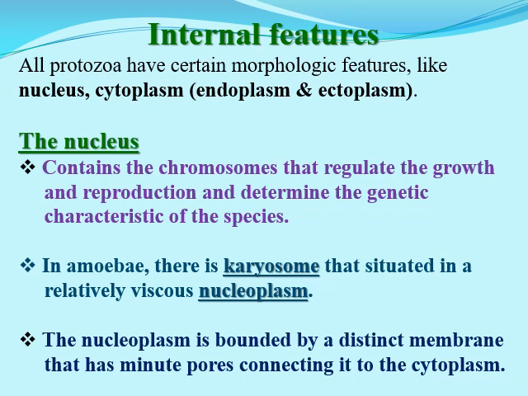Internal features. All protozoa have certain morphologic features like nucleus and cytoplasm, which may be divided in some into endoplasm and ectoplasm. The nucleus contains chromosomes that regulate growth and reproduction and determine the genetic characteristics of the species. In amoebae, there is also in the nucleus a karyosome situated in a relatively viscous nucleoplasm. The nucleoplasm is bounded by the nuclear membrane that has many pores connecting to the cytoplasm.